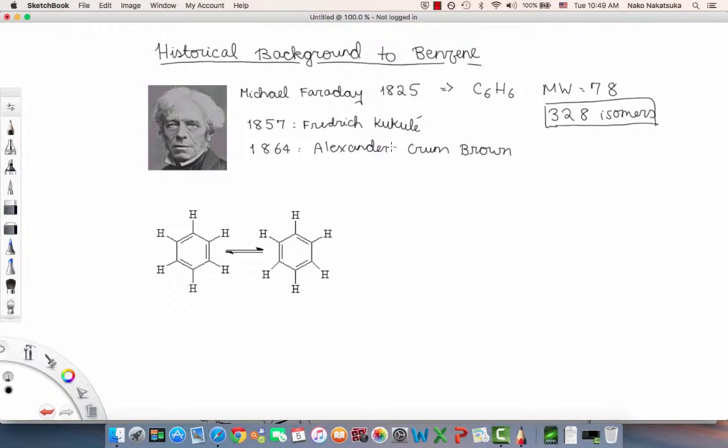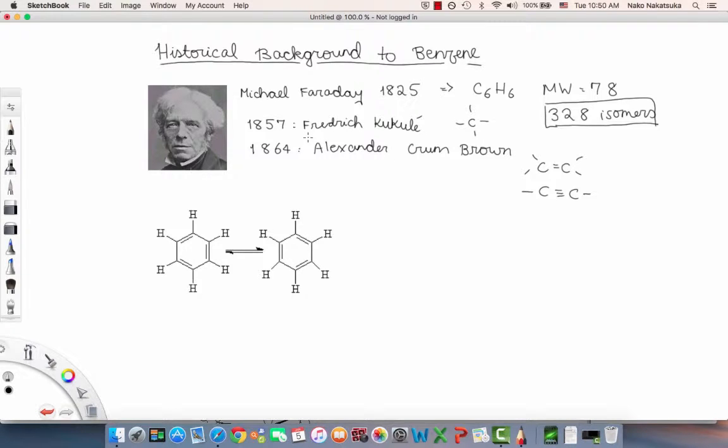So in 1857, Frederick Kekule suggested that carbon can form 4 bonds, like so. And in 1864, Alexander Crum-Brown suggested that carbon can also form multiple bonds, like what we know today with the double bonds and also the triple bonds. And this was not known before 1864, which is kind of crazy, right?